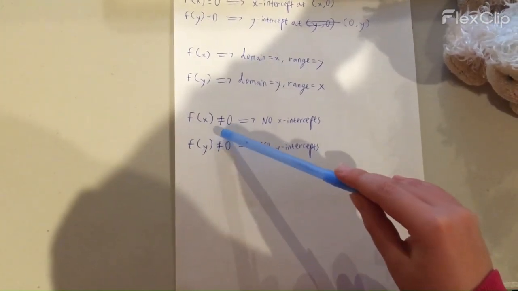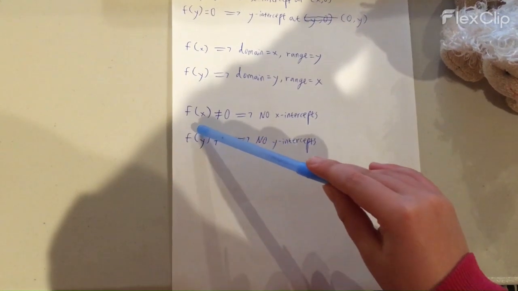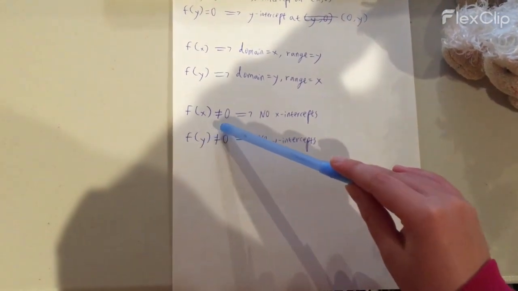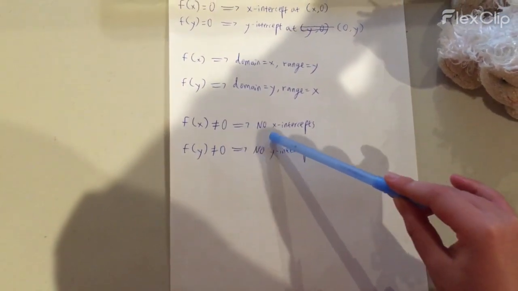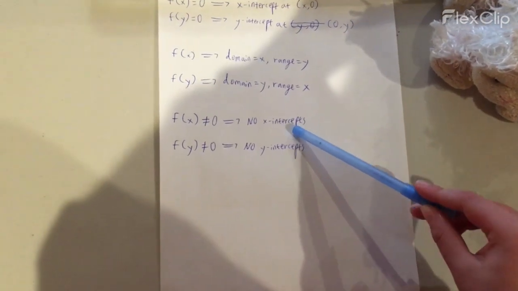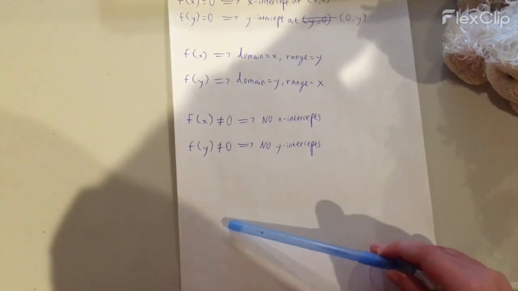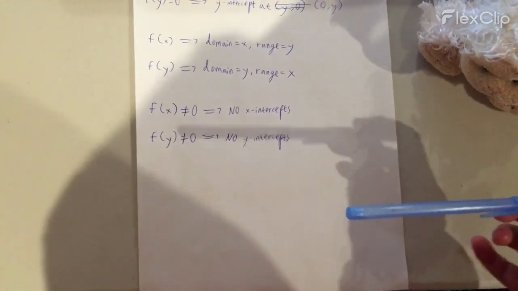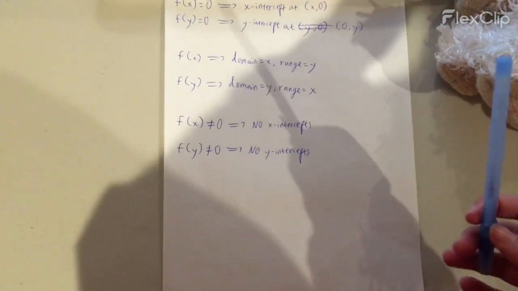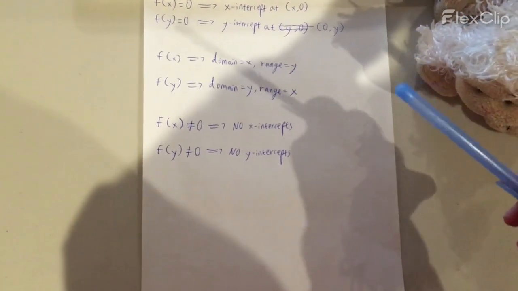Now for f of x, if there's no point on the graph of f of x that equals 0, then that means there are no x-intercepts in this graph. And now if f of y never equals 0, then there are no y-intercepts in this graph. So the next time you're working with functions, pay attention to where they intersect on the x and y axes.